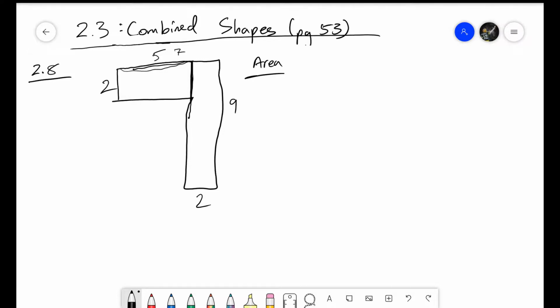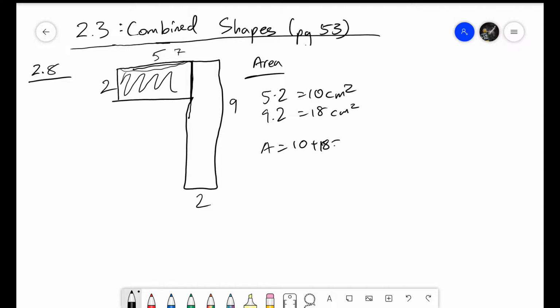Then you can find the area of this rectangle by doing 5 times 2, which is equal to 10 centimeters squared. The next step is to find the area of this rectangle. Since you know the side lengths, which are 9 and 2 centimeters, you can multiply them, and 9 times 2 is equal to 18 centimeters squared. Therefore, the entire area is equal to 10 plus 18, which is equal to 28 centimeters squared.